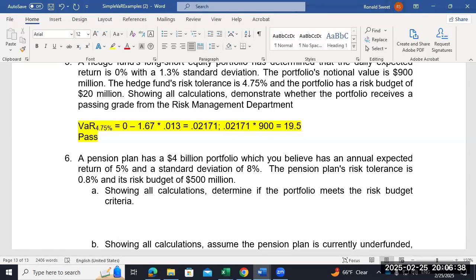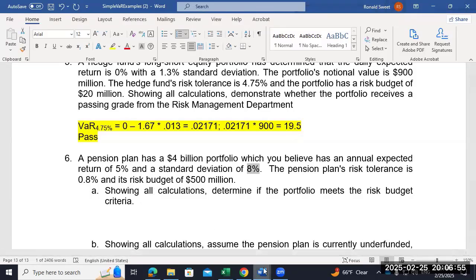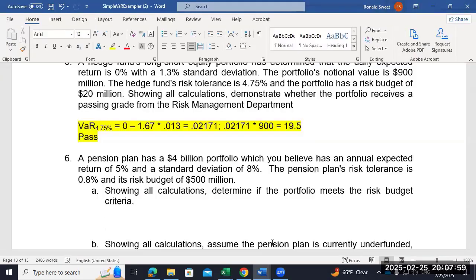All right, another easy one. Part A, you have a pension plan, $4 billion. Expect to return 5%, standard deviation of 8%. Pension plans are almost always going to be annual VARs. They're not going to be daily. Banks are really the only ones that do daily. Their risk tolerance is 0.8%. Got your number? 0.8%. He's got it. All right, let's work it out then.